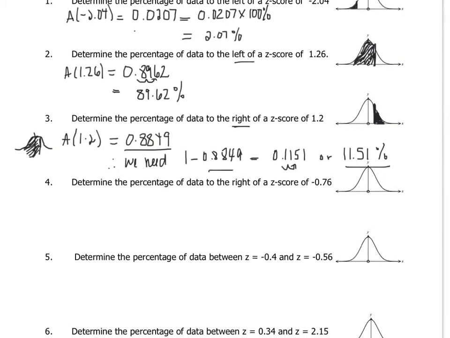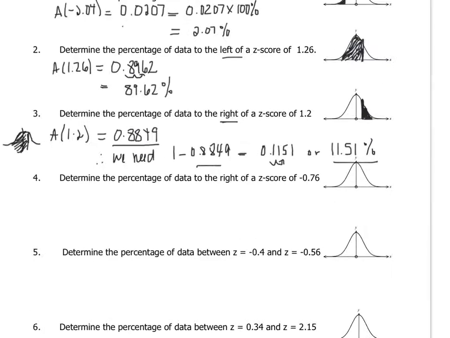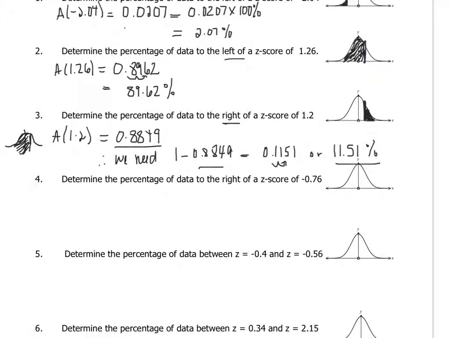Number 4, determine the percentage of data to the right, again, of the z-score. So if we get a z-score of negative 0.76 from the chart, again, negative 0.76 would be probably somewhere around here. And we want to the right, so we want all of this. But we can only work with the table, which is going to give us the opposite of what we want. So if this is the mean, negative 0.76 will be close to that, but on the left side, the table is going to give us this region right here.